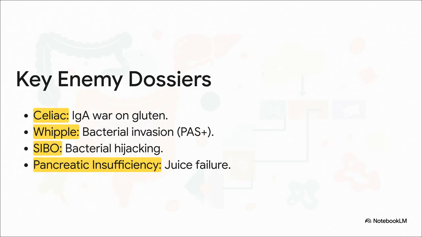Okay, let's look at the enemy dossiers. These are our main suspects. First up, celiac disease. Think of it as an all-out war on gluten, led by IgA antibodies. Then there's Whipple's. That's a full-on bacterial invasion. We've also got SIBO, small intestinal bacterial overgrowth, which is basically a bacterial hijacking of your upper gut. And pancreatic insufficiency? That's just a straight-up failure of the juice factory.